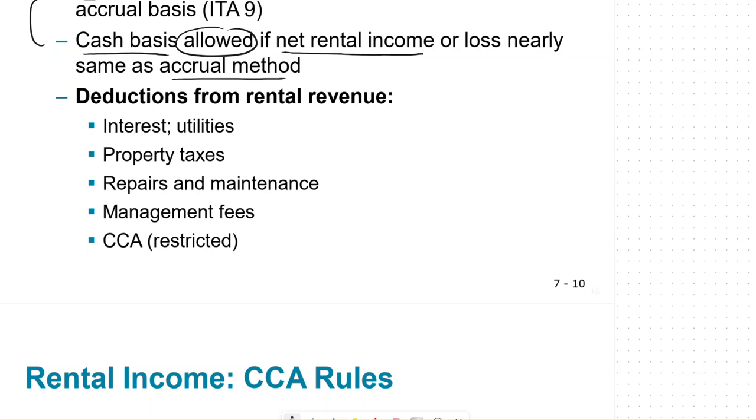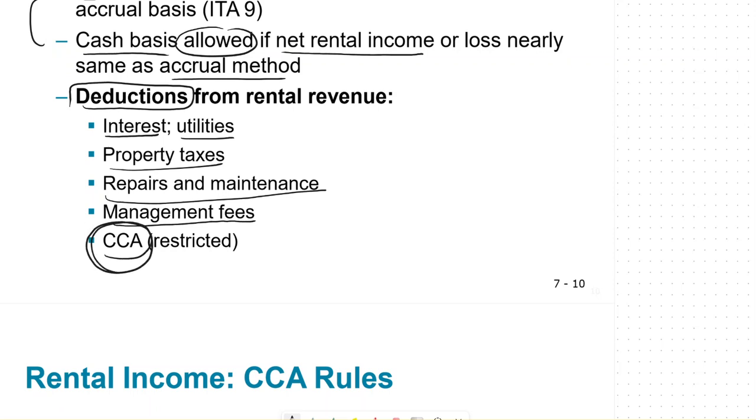Now, if you have rental income, you're allowed deductions. You can reduce that rental income by deducting the interest on a mortgage. You have utilities, property tax, and any repair expenses. If you have a management company that is looking after your account, that is deductible too. But CCA is restricted. What is it restricted on? You cannot create a rental loss or increase your loss.